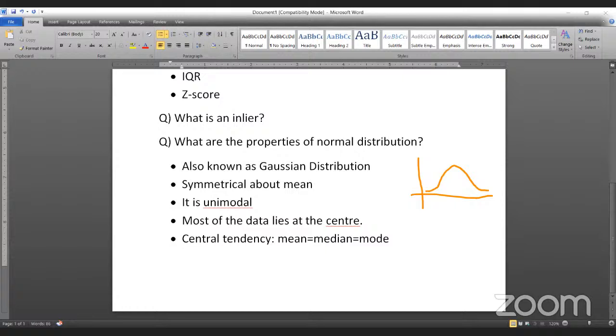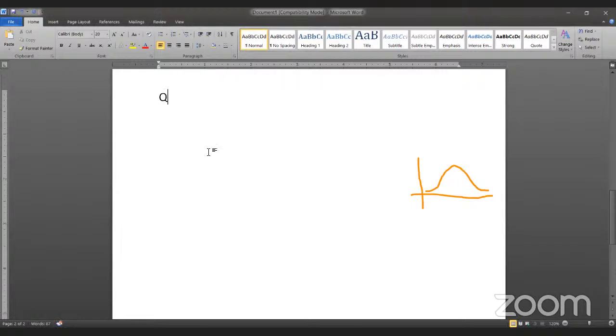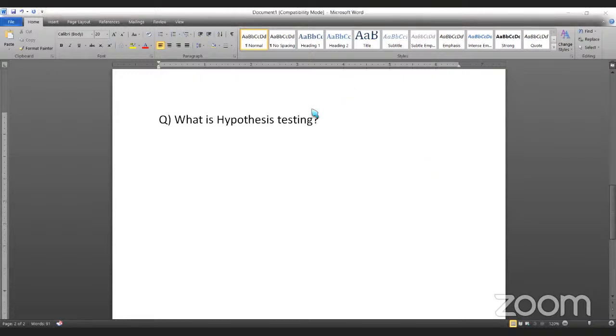Now, next question. What is hypothesis testing? So what is hypothesis testing?